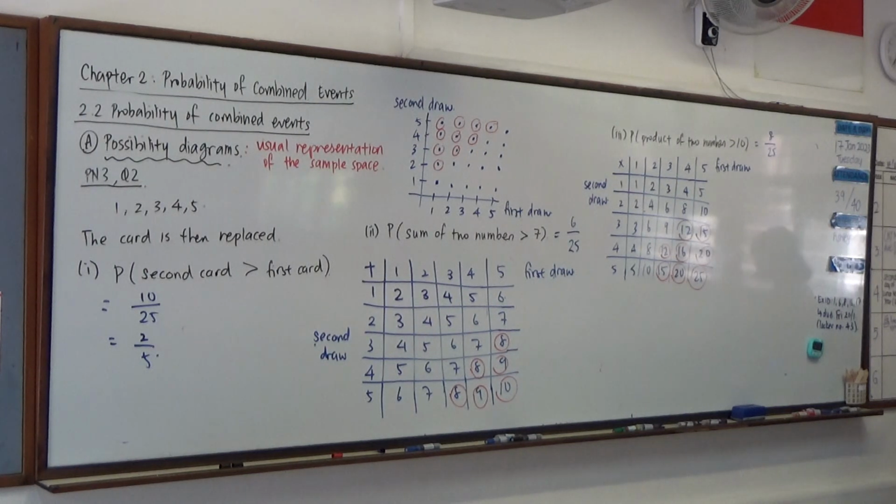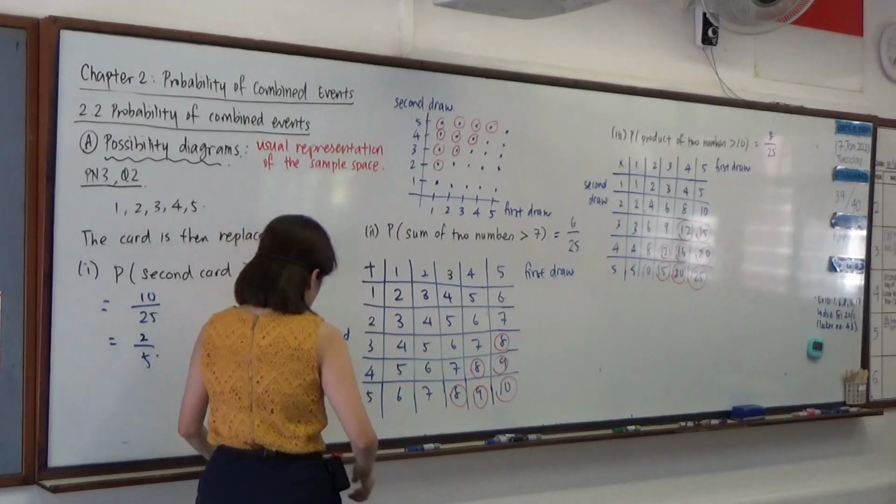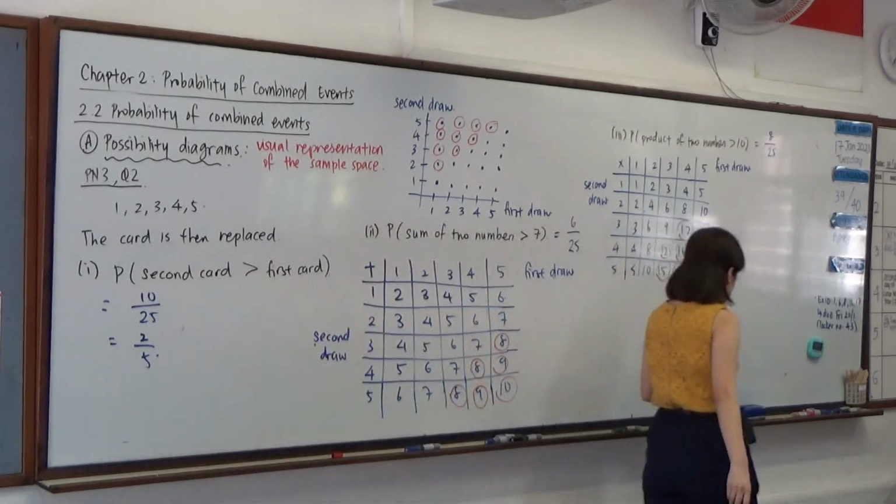Seeing that we only have 5 minutes, I think I shall not go on. Tomorrow I will continue with just one more question of possibility diagram. Then we move on to 3 diagrams. 3 diagrams are slightly more complicated. But once you get a hang of it, it's rather easy.